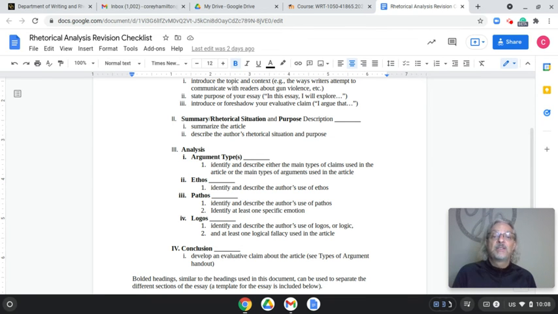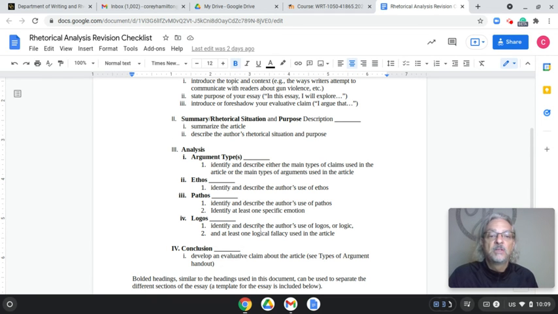Ethos. Did we identify and describe the author's ethos, the credibility? Did we identify and describe the author's use of pathos? And did we identify at least one specific emotion? You can't just say emotion, or just say, hey, there's pathos. What is the emotion that the author was trying to elicit from the audience? Logos. Did we identify and describe the author's use of logos, or logic? And did we identify at least one logical fallacy used in the article?